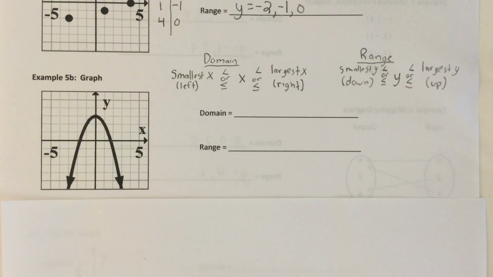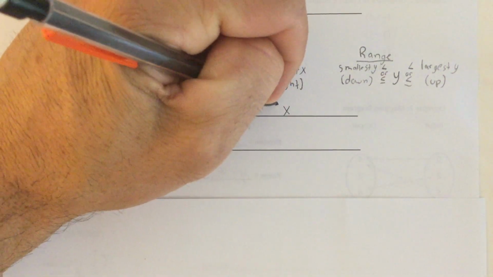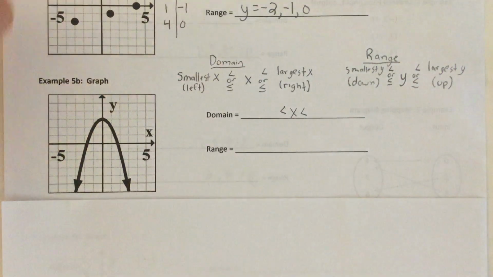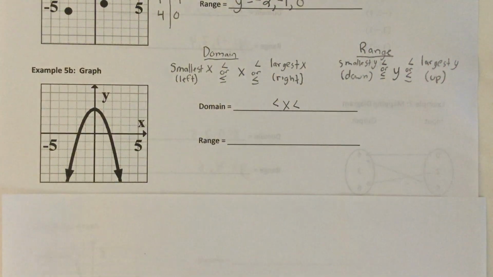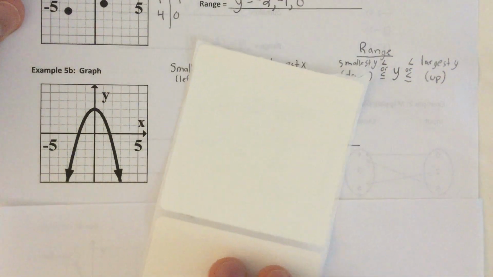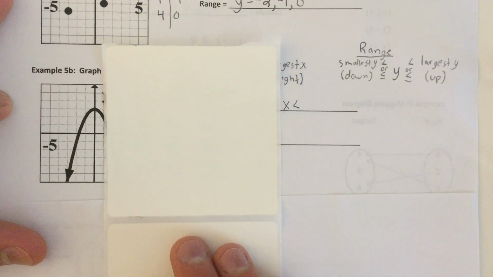So I'll go over what that means right now. All right, so we're talking about our domain. So I'm going to put an x right away with less than symbols on either side. And since I want to know my smallest x first, that's going to go here. I want to know how far to the left my graph goes. So you can take a piece of paper or something and just slide it until you see how far to the left the graph goes.